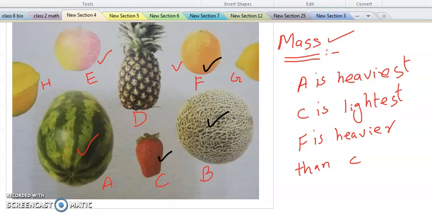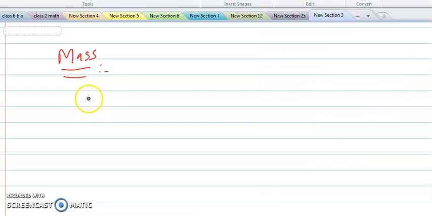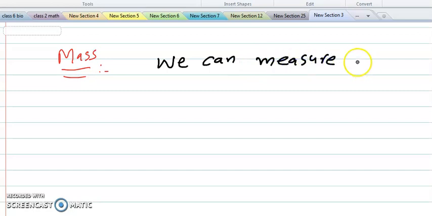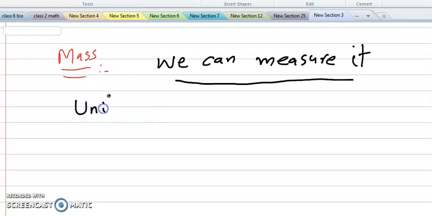So make it clear in your mind that mass will tell us how heavy an object is. If an object is more heavy, we will say it has more mass. And if an object is less heavy, we will say it has less mass. As mass is the quantity of matter, it means it is a measurable quantity. We can measure it. And any quantity that we can measure always has a unit.